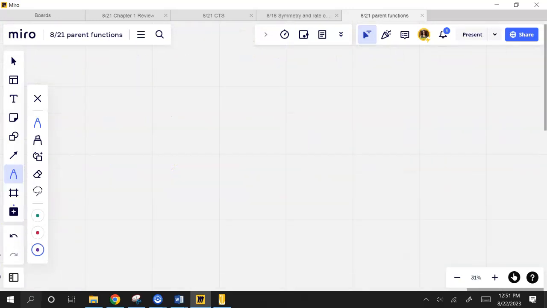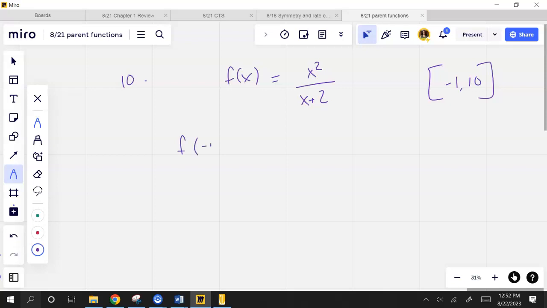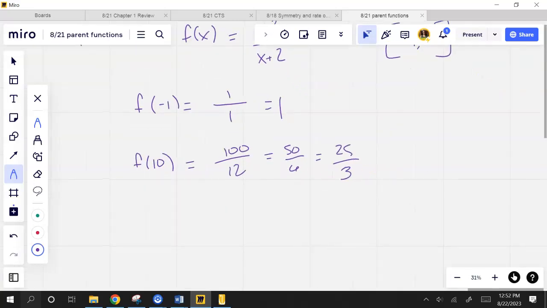10? X squared over x plus 2 on the interval -1 to 10. F of -1, 1 over 1, which is 1. F of 10 would be 100 over 12. 50 over 6. 25 over 3.